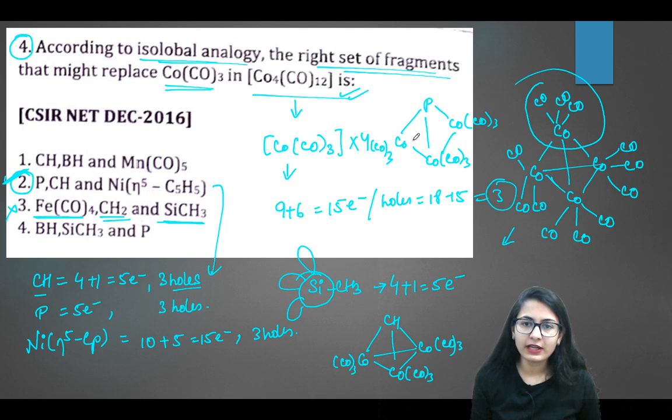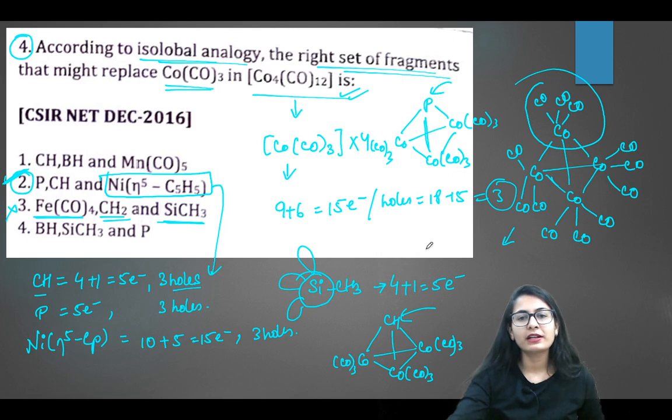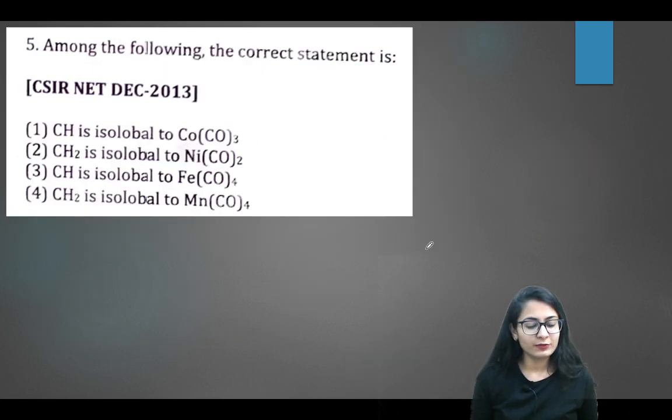See, if we don't know the isolobal analogy, it would be very hard to predict why phosphorus is over here, isn't it? Or why the CH is over here? Okay, and you can also replace it with another organometallic fragment, that is nickel eta 5 Cp. Okay, so hopefully this question becomes clear to you. Let's move onwards to a 4-mark question, but that one is very simple.